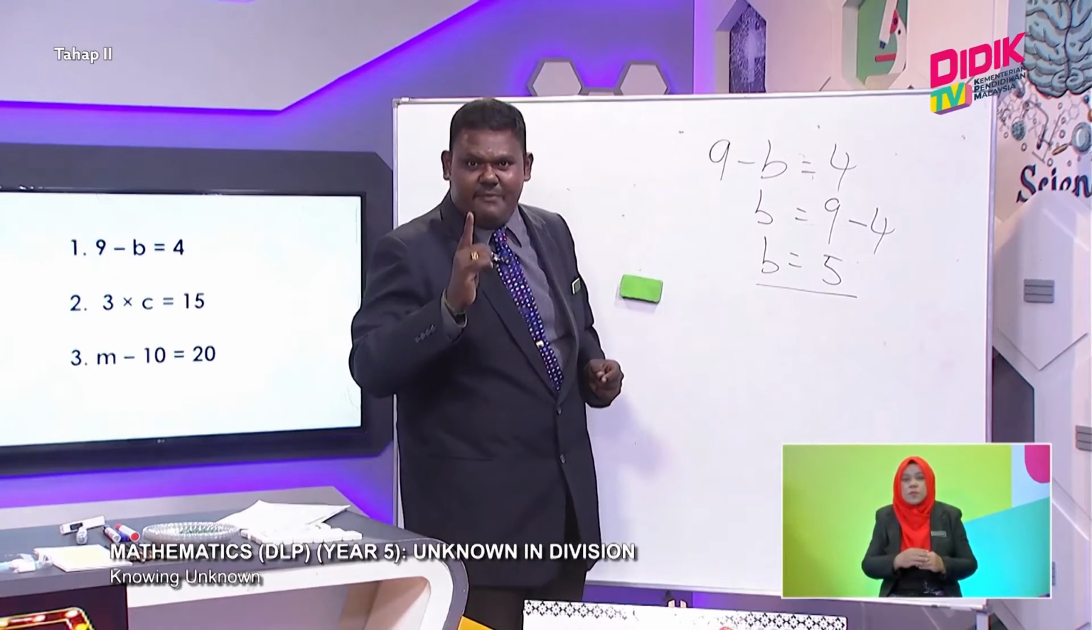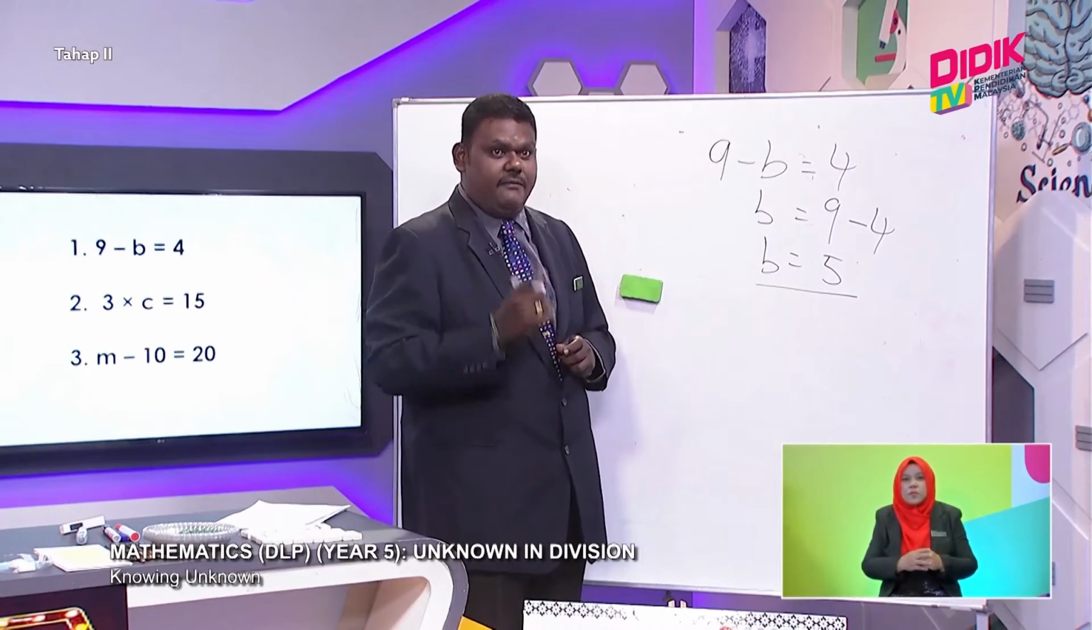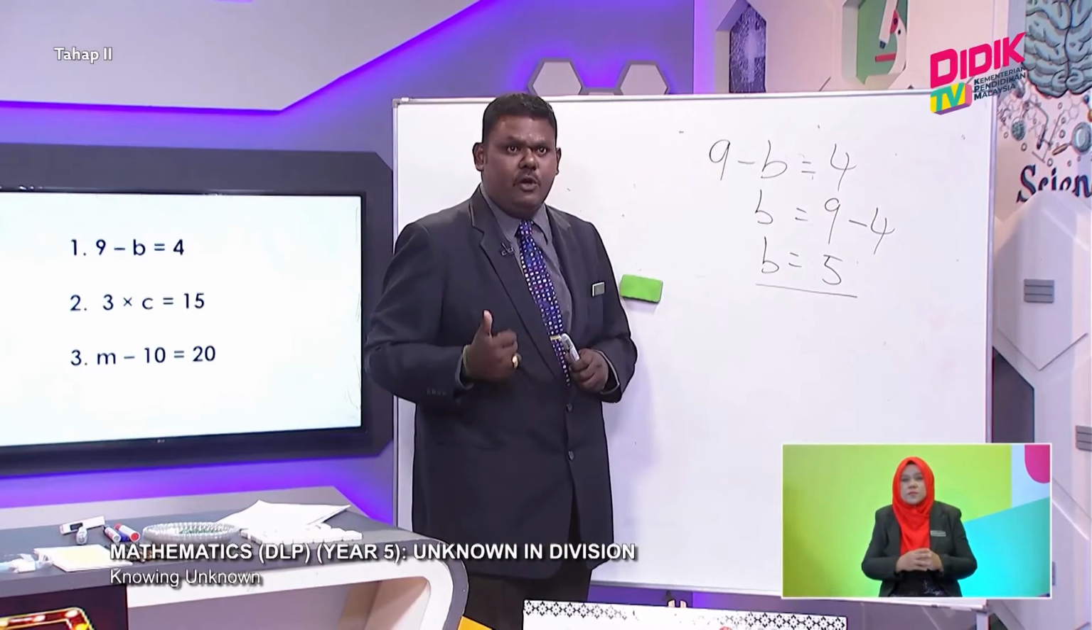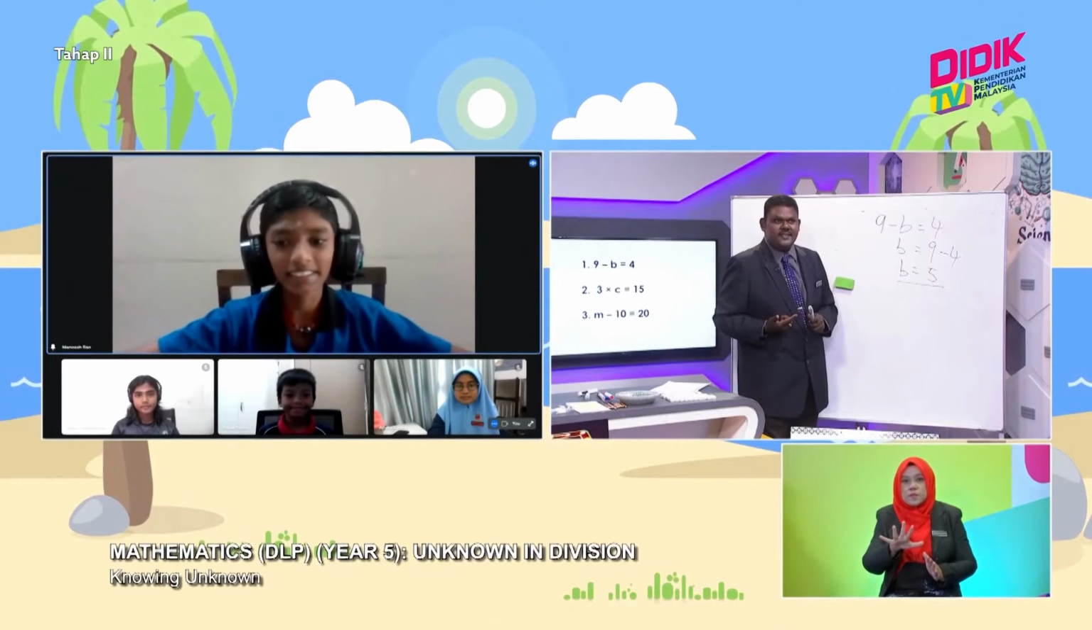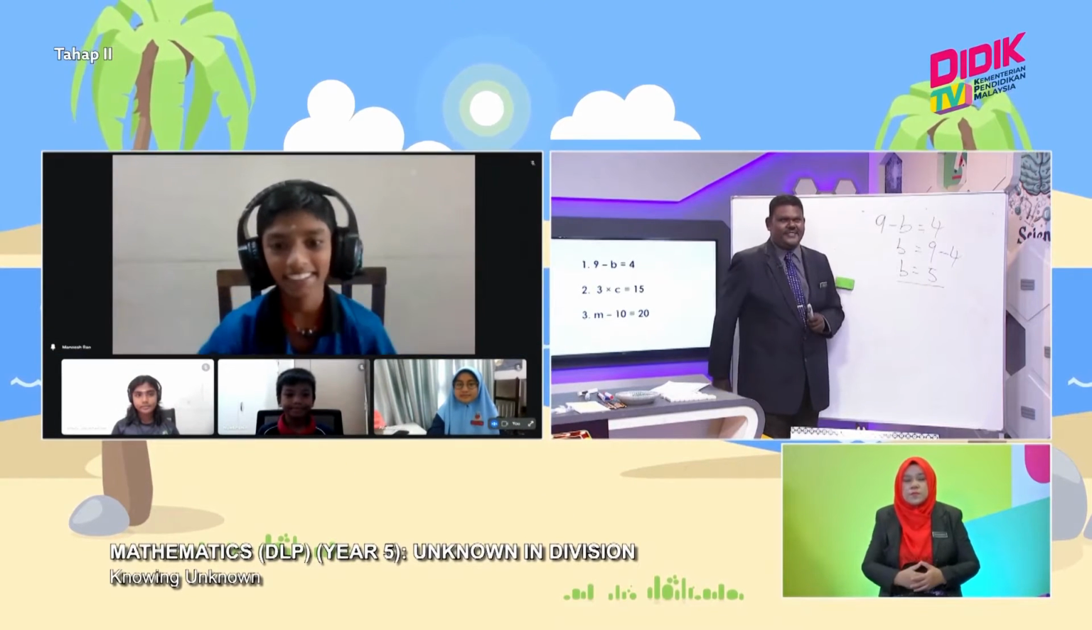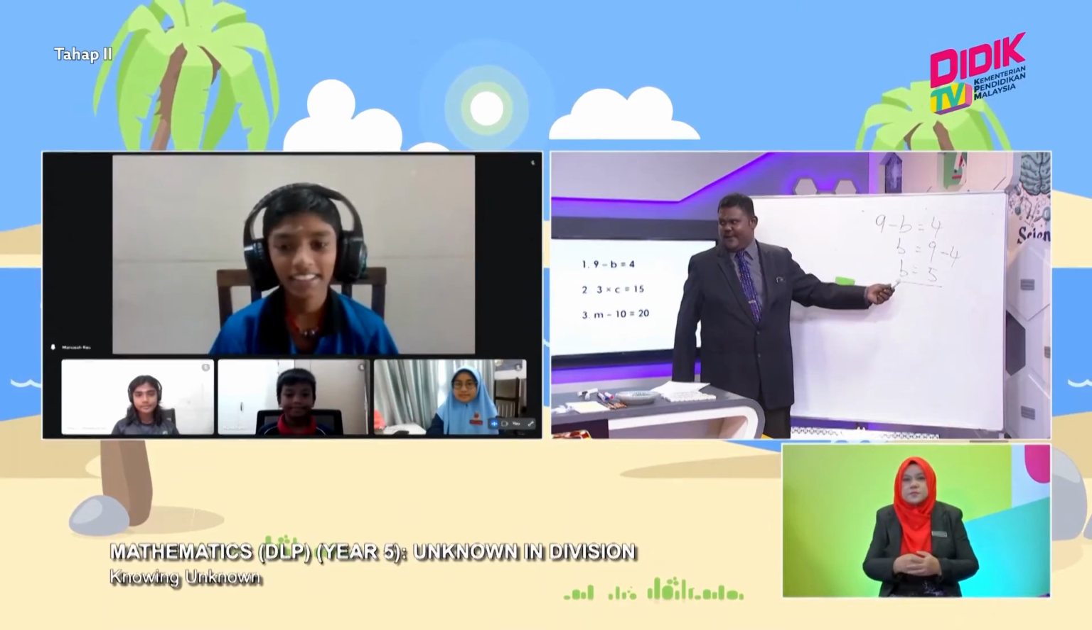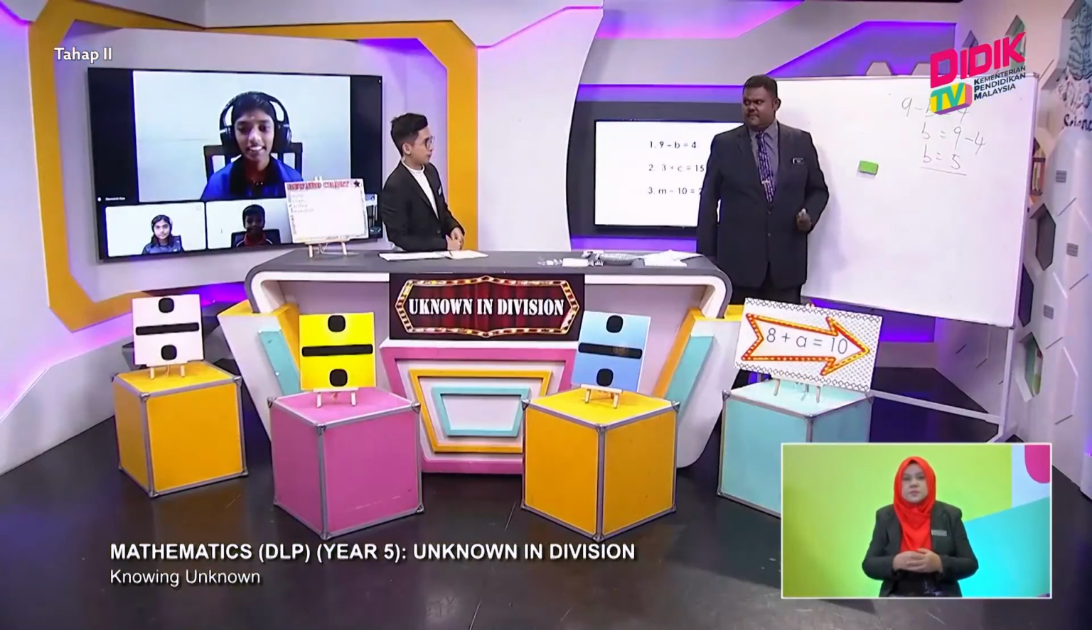Let's check whether the 5 is correct or not. Can we ask our student? Manoj, 9 minus 5, is it 4? Yes, sir. Very good. Thank you for the correct answer, Manoj. So the answer is correct. The answer for the unknown B is 5.